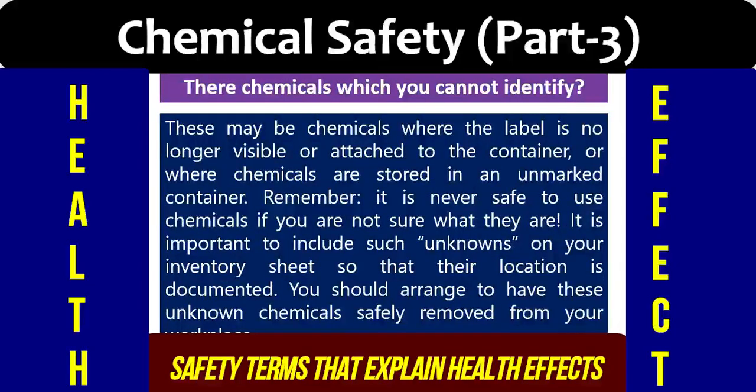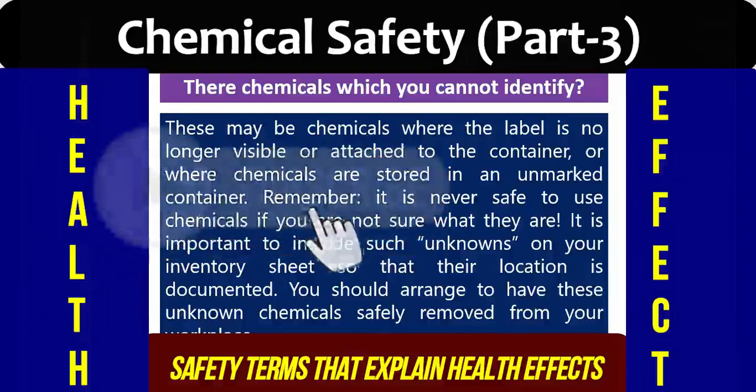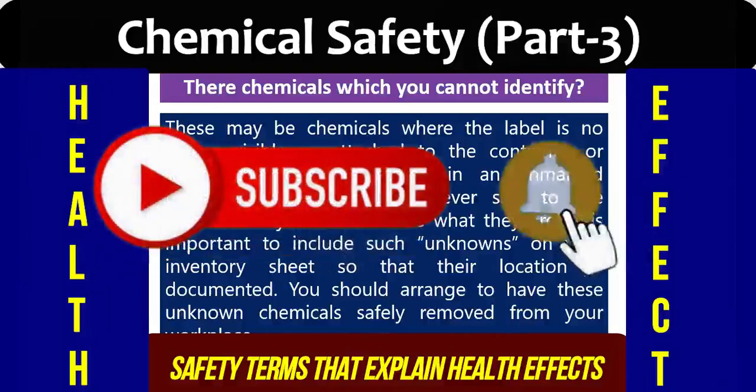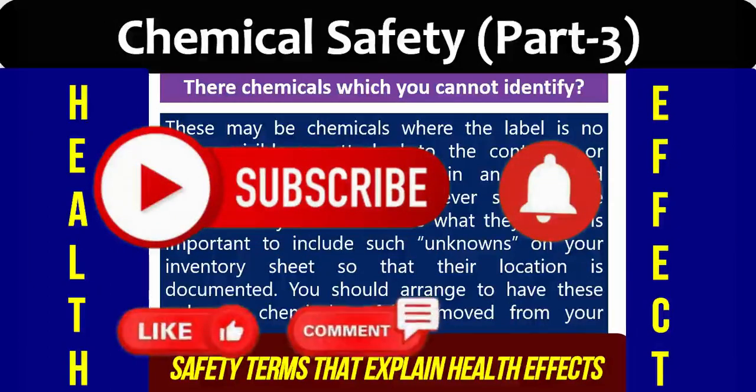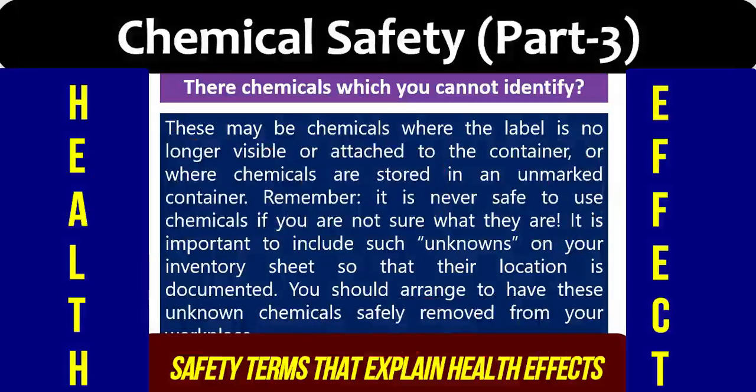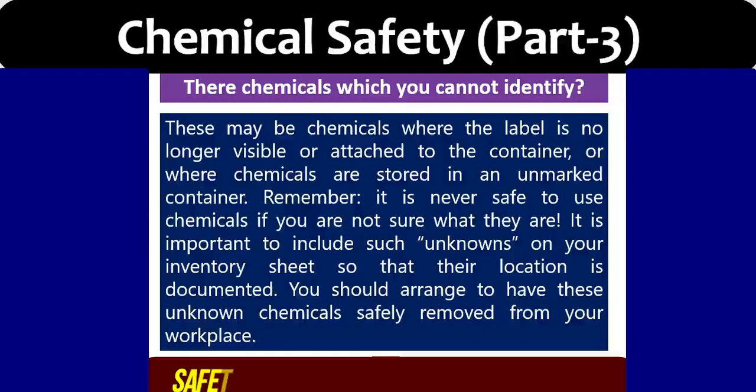Practically, we have noticed there are several chemicals on site where labels are missing, SDS are not available, and it is very difficult to identify these chemicals. Their label is no longer visible or attached to the container, or the chemicals are stored in an unmarked container. Remember, it is never safe to use chemicals if you are not sure what they are. It is important to include such unknowns on your inventory sheet so that their location is documented.